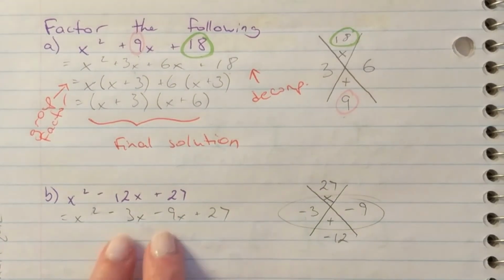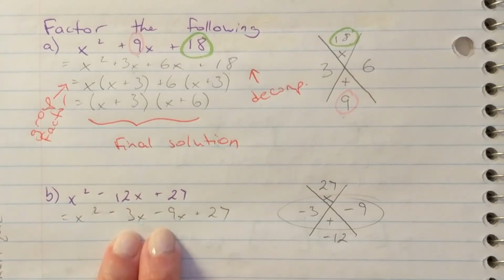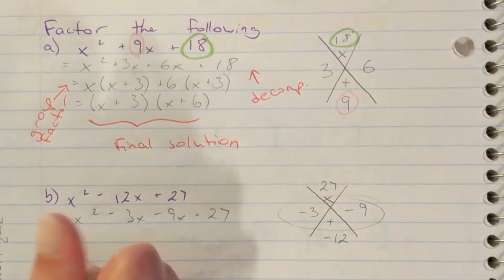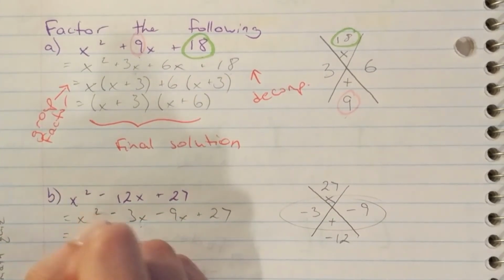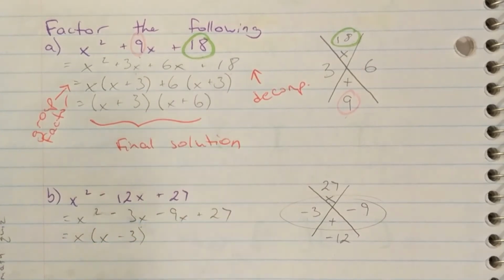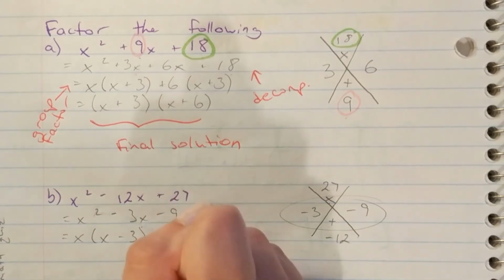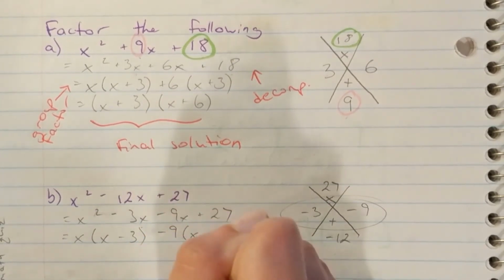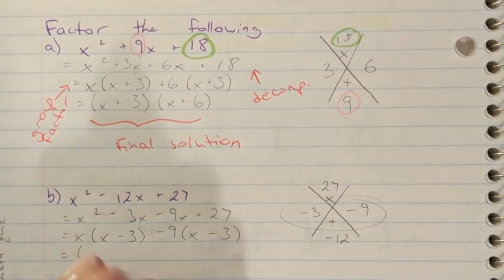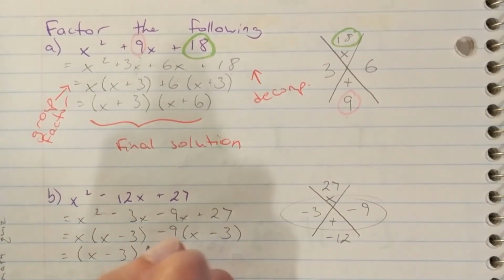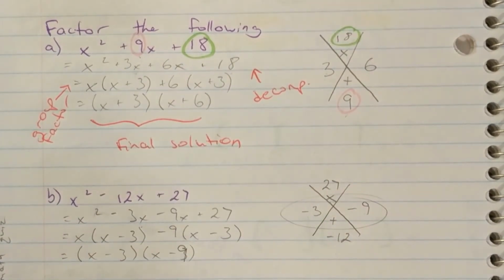Now the good thing to know is that it doesn't matter what order you put your middle two terms in. At the end of the day, you are going to be able to factor it properly. I factor by grouping with my first two terms, so I'm just going to pull out an x. That leaves me with x minus 3. And here I'm going to pull out a negative 9, which leaves me with x minus 3. I can finish off my group factoring to have x minus 3, x minus 9.